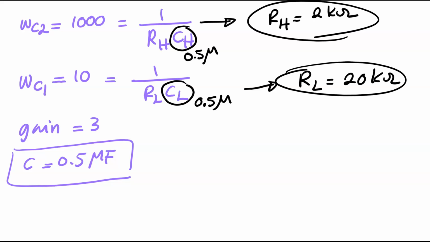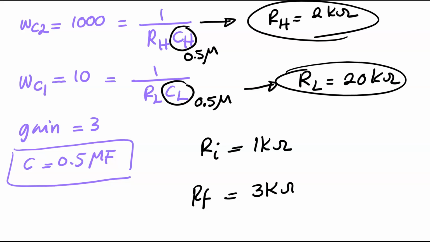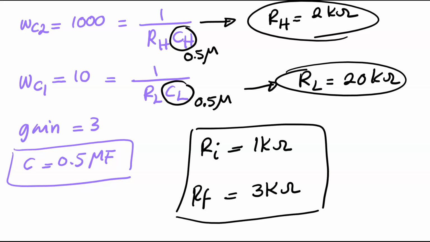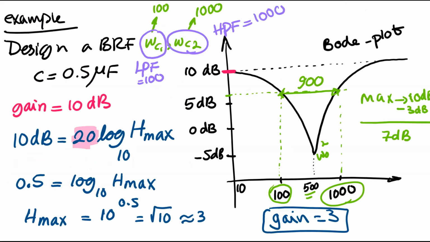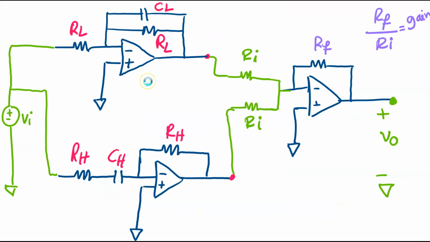The next two parameters that I need to find are RI and RF. I can choose one of them. Let's say I select my RI to be 1K. Then according to the gain, RF should be 3K. These two together satisfy the ratio that I need for the gain. So that's all I need to do, and this is the way that I can design a band reject filter with widely separated cutoff frequencies. Now at the end, the circuit is this one.